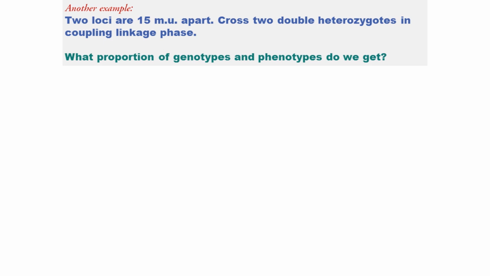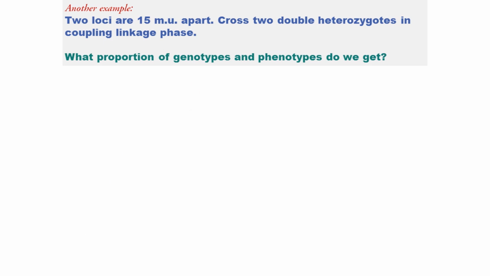Let's look at another example. Let's say we've got two loci and they're 15 map units apart. We cross two double heterozygotes in coupling linkage phase. So coupling phase means that the dominant alleles are going to be on the same homologue, the recessive alleles are going to be on the same homologue. But I say here we've crossed two double heterozygotes. So we're not doing the test cross this time. We want to know what proportion of genotypes and what proportion of phenotypes do we get.